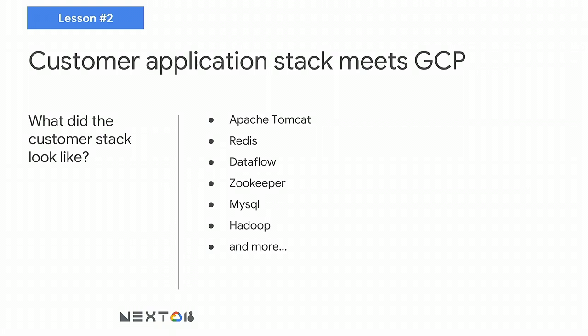And this is just a part of the stack. So they had 60 to 80 microservices in a global mesh, and 60 to 80 per region. You're looking at a full stack, including Apache Tomcat for the front end, Redis for caching, Dataflow, Zookeeper, and MySQL for data storage, Hadoop, and much, much more. It was the entire kitchen sink. There was a lot in there.